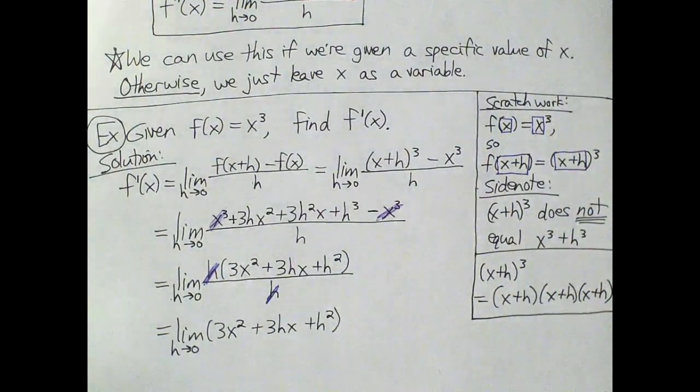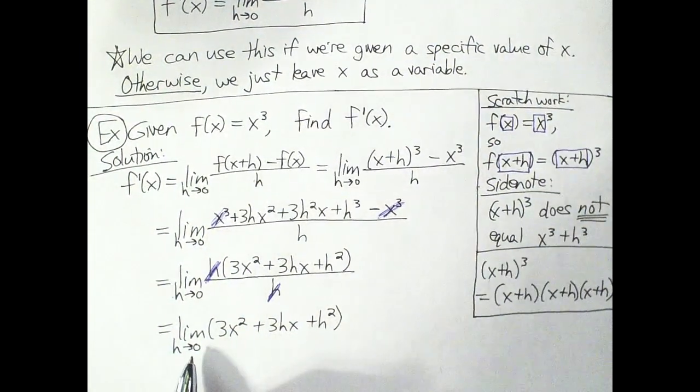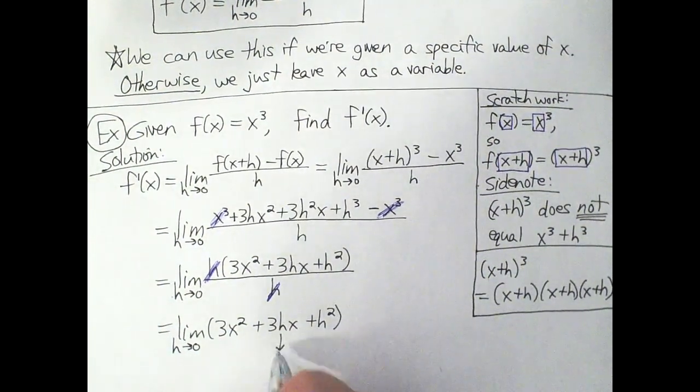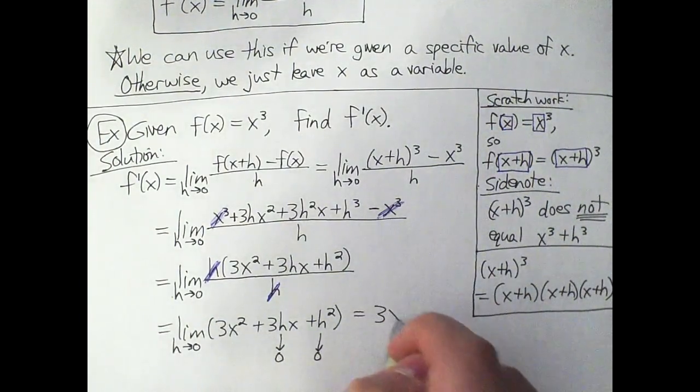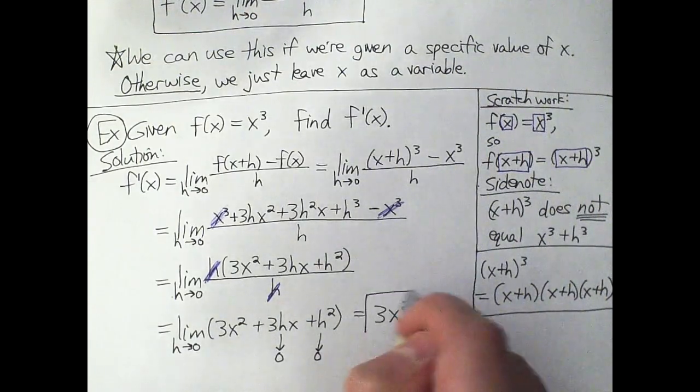Now let's think about what this equals. As h goes to 0, I would say this part of it goes to 0. As h goes to 0, I would also say this part of it goes to 0. And we're going to be left with just the 3x squared. And that is my answer.